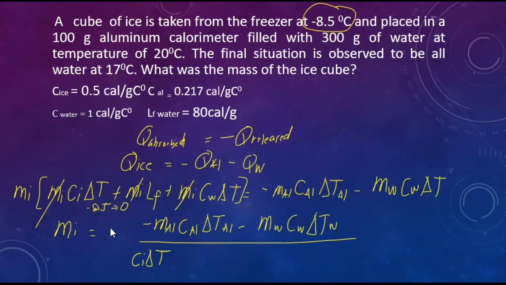The delta T again is from negative 8.5 to 0, plus LF, plus CW delta T. Okay, again, take note here, LF here is positive because it will absorb heat. Because if it's melting, LF will be positive. When freezing, LF will be negative. So do not forget that. This is our equation, so we can now substitute. In the next slide, let's substitute.